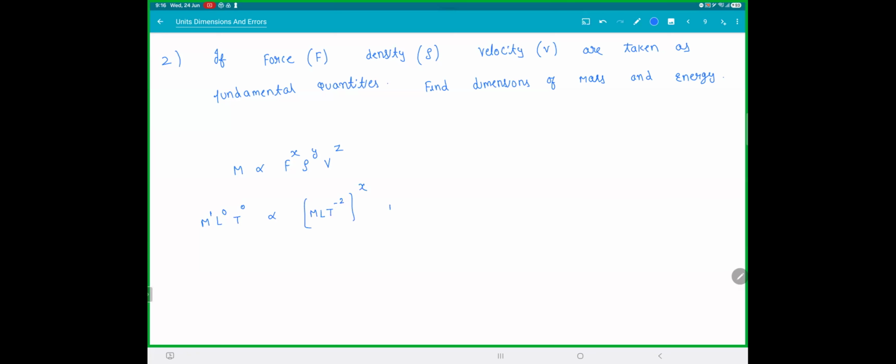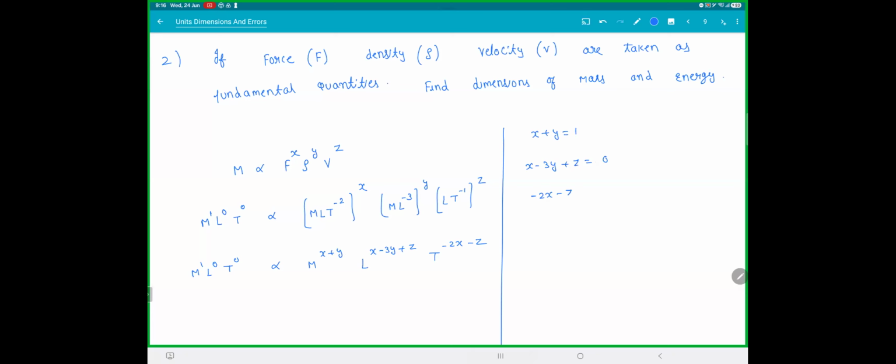Density is mass by volume. So that is M L power minus 3, whole power Y. Velocity, meter per second, L T power minus 1, whole power Z. You have to bring back the old MLT thing. Now bring all M's together: M power x plus y, L power x minus 3y plus z, T power minus 2x minus z. You get three equations. X plus y is equal to 1, x minus 3y plus z is equal to 0, minus 2x minus z is equal to 0.